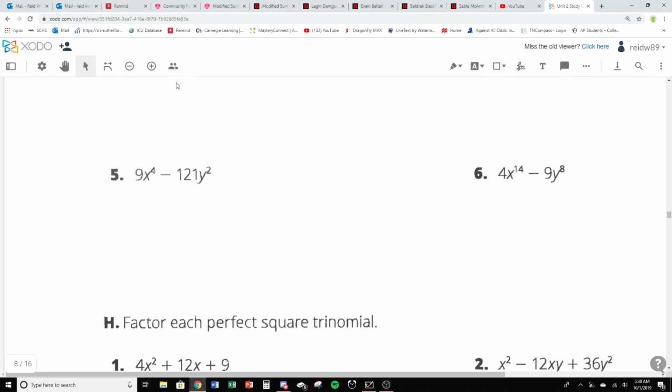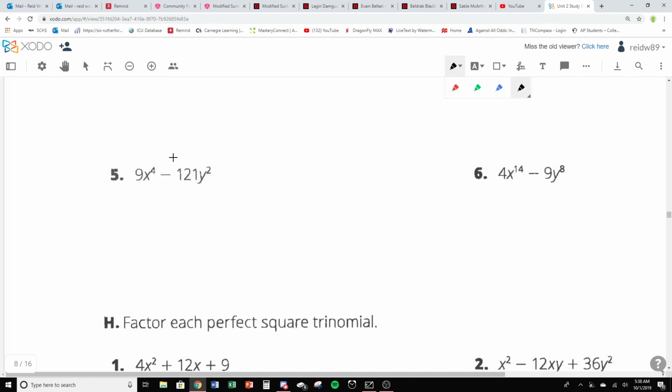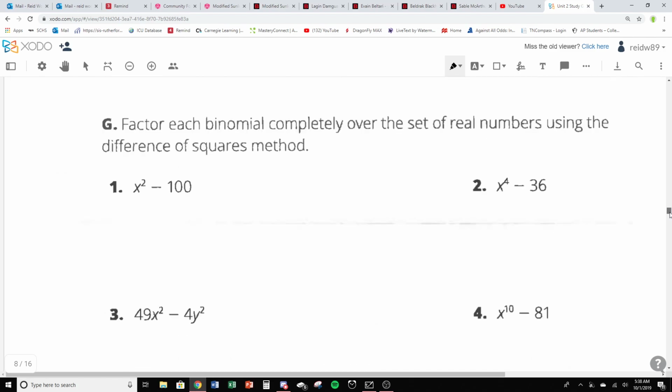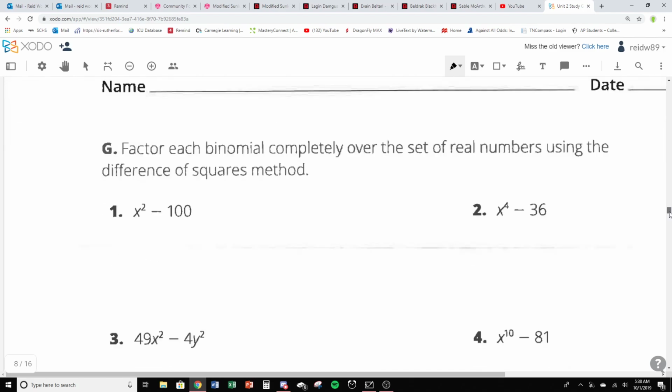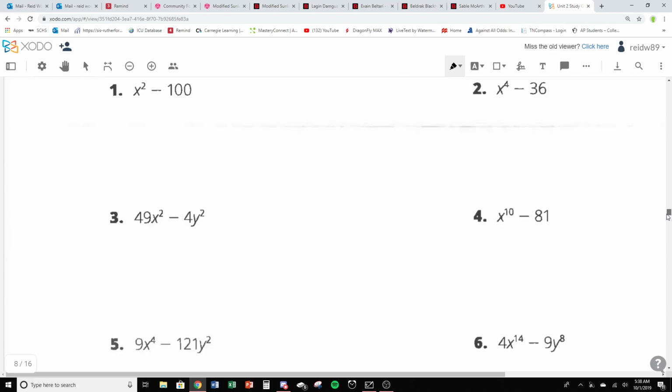All right, so in this video, I'm going to be talking about difference of squares. That's what we're going to be looking at. First off, for all these questions, they are going to be on part G, page 7. No, this is page 8. So page 8, part G, and this is the difference of squares.